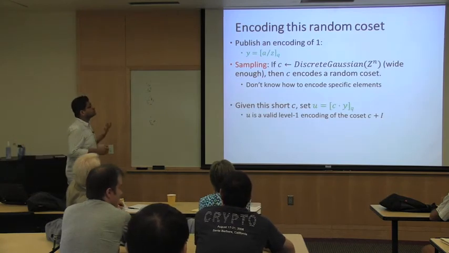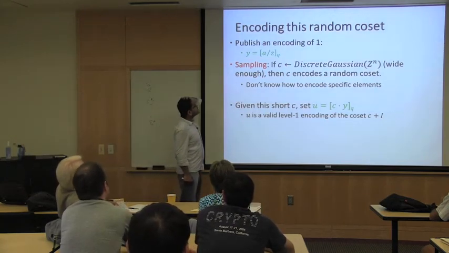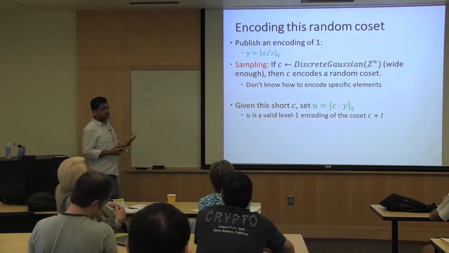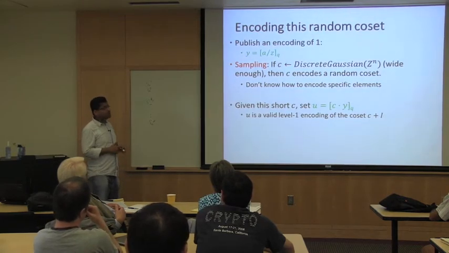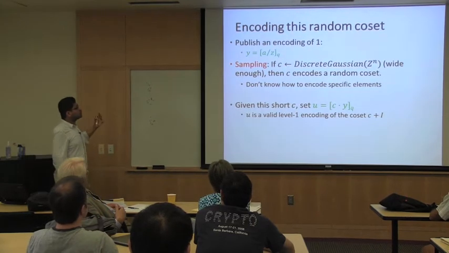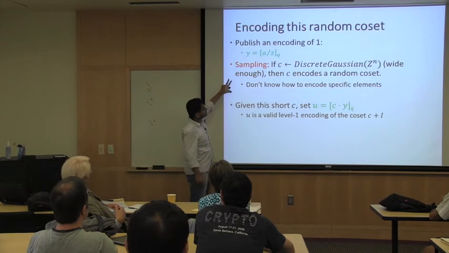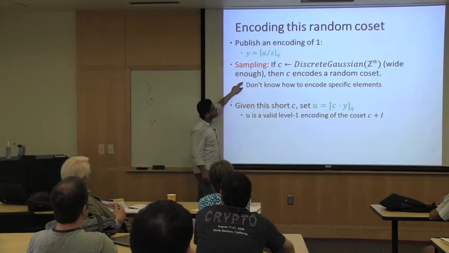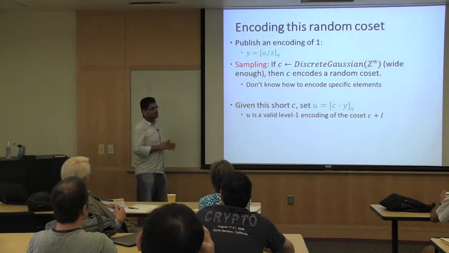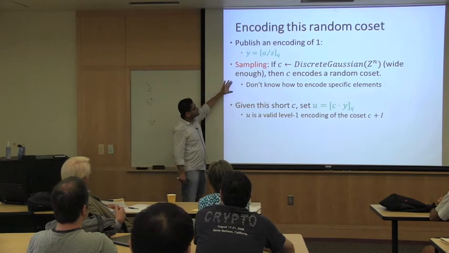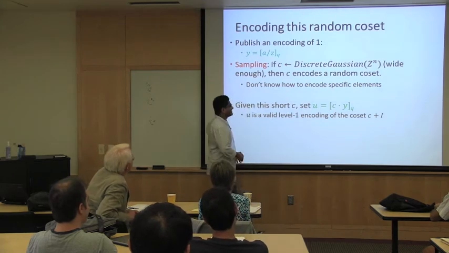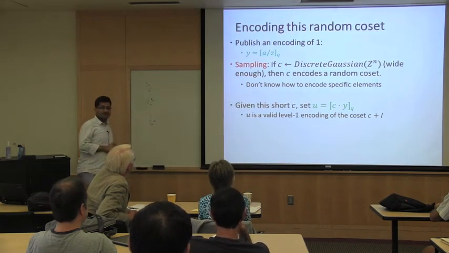Okay. So how would you encode specific elements? To enable encoding of a specific element, I'm going to give out an encoding of 1 at the first level. So sample A from the coset 1 plus I, such that A is small, and give out Y equal to A by Z in R_q. And if anybody wants to encode a random value, they can sample a C as I described before, in a mysterious way invoking Daniela's new lecture, and then when we multiply this value C with Y, we get an encoding of it at the first level.